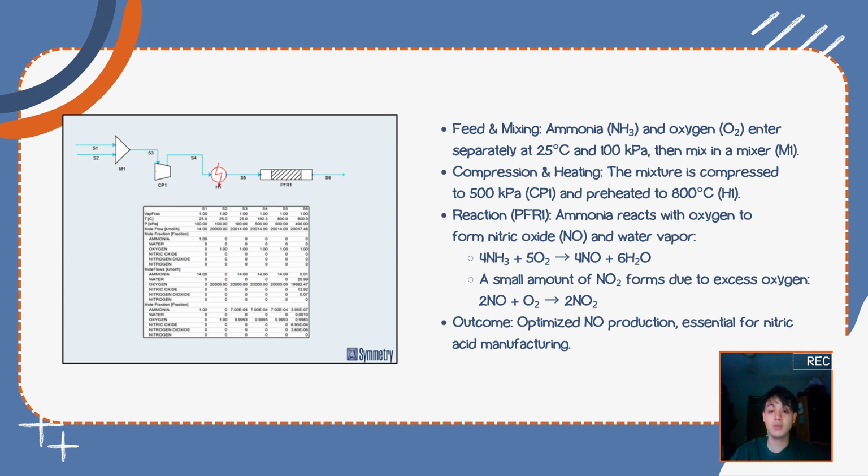There will also be a small amount of NO2 formed due to excess oxygen. The side reaction chemical equation is 2NO plus O2 to produce 2NO2. The outcome is optimized NO production, which is essential for nitric acid manufacturing. Thank you.